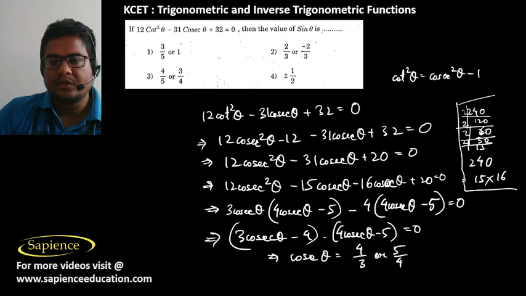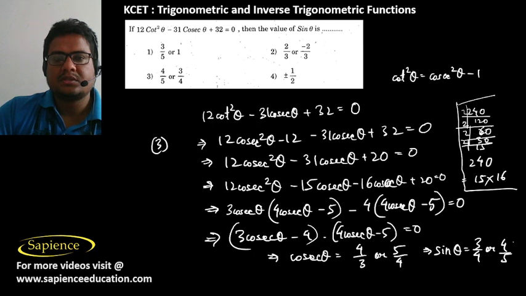Since both the values are more than 1, these can be the two possible values of cosec theta. Therefore sine theta is the reciprocal of cosec theta, so sine theta can be 3 by 4 or 4 by 5. So option 3 is the correct answer.